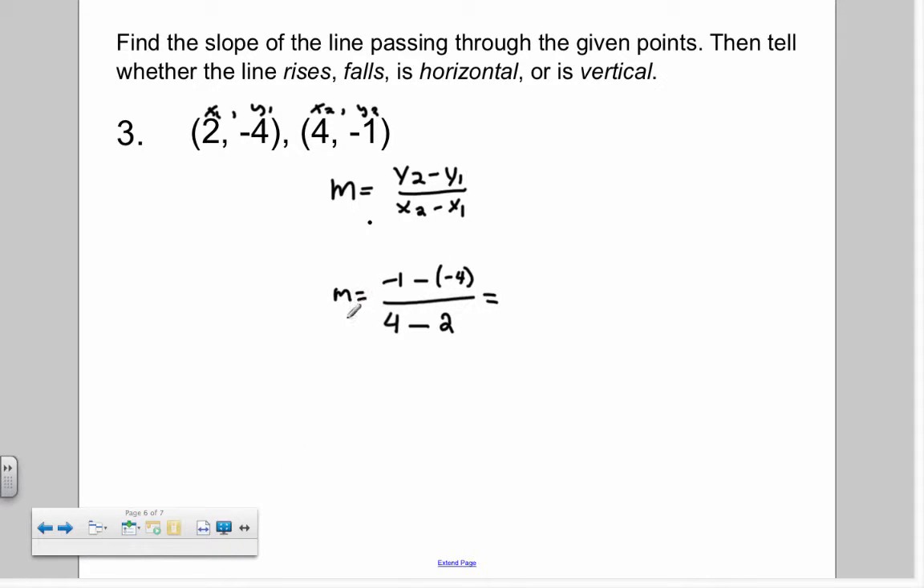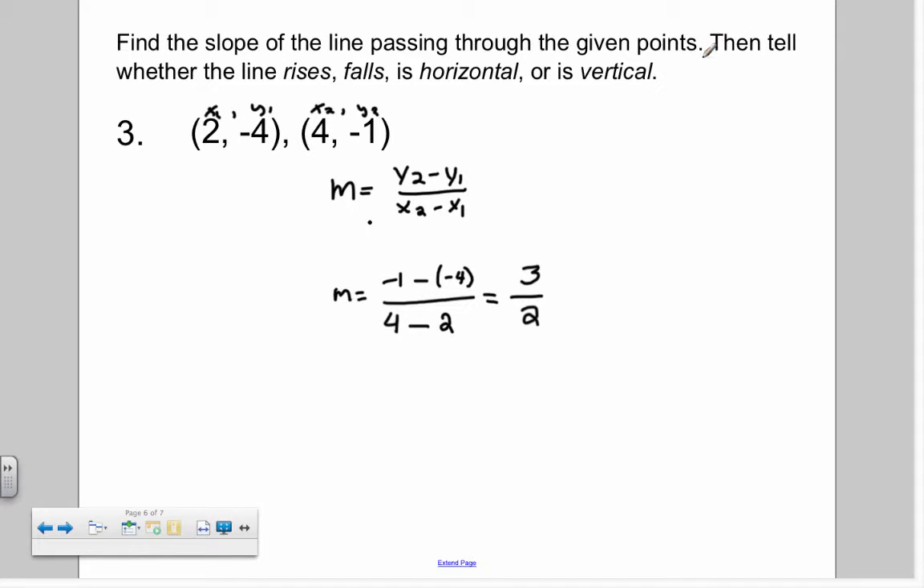So on the top, -1 minus -4. Well, minus -4 is really adding the opposite, which becomes a plus. So -1 plus 4 would give me a positive 3 on the top. And on the bottom, I would have 4 minus 2, and that's 2. So now I've found my slope, and my slope is 3/2.